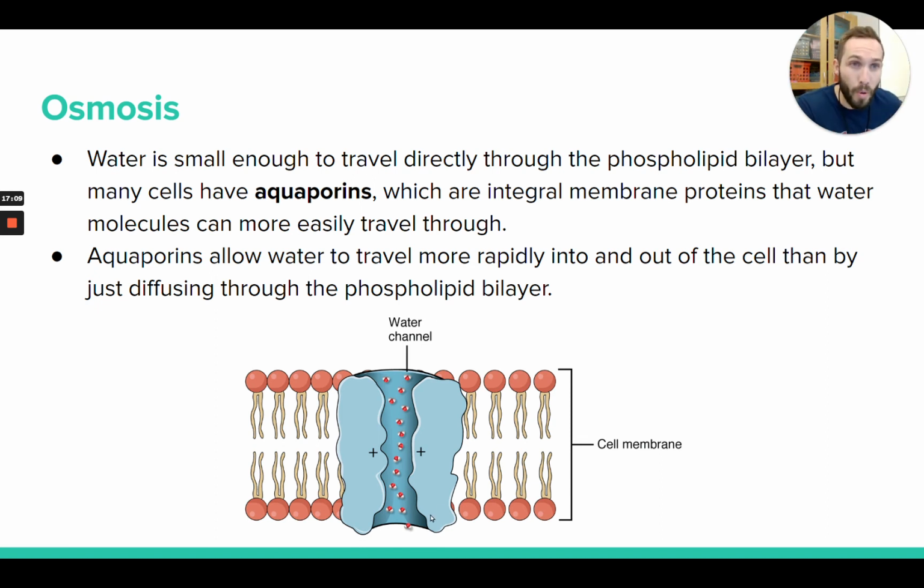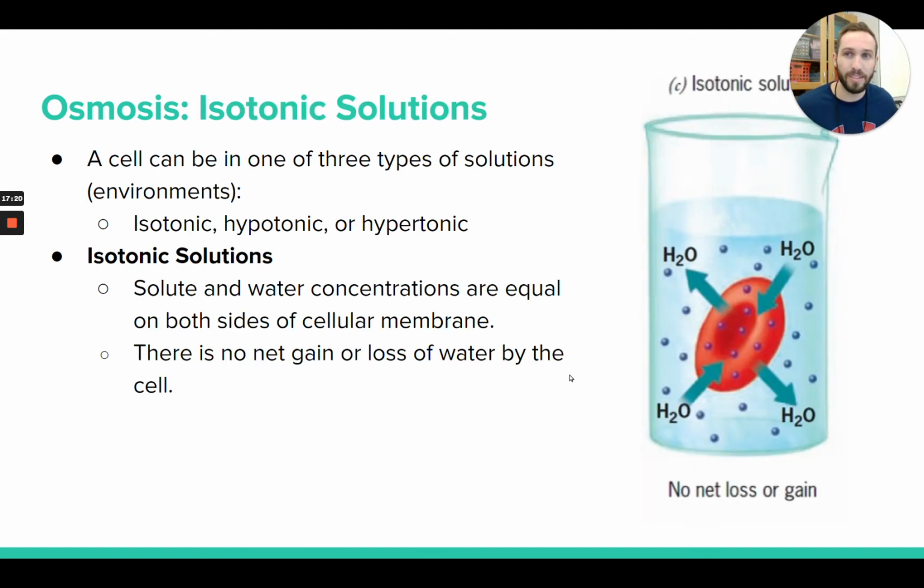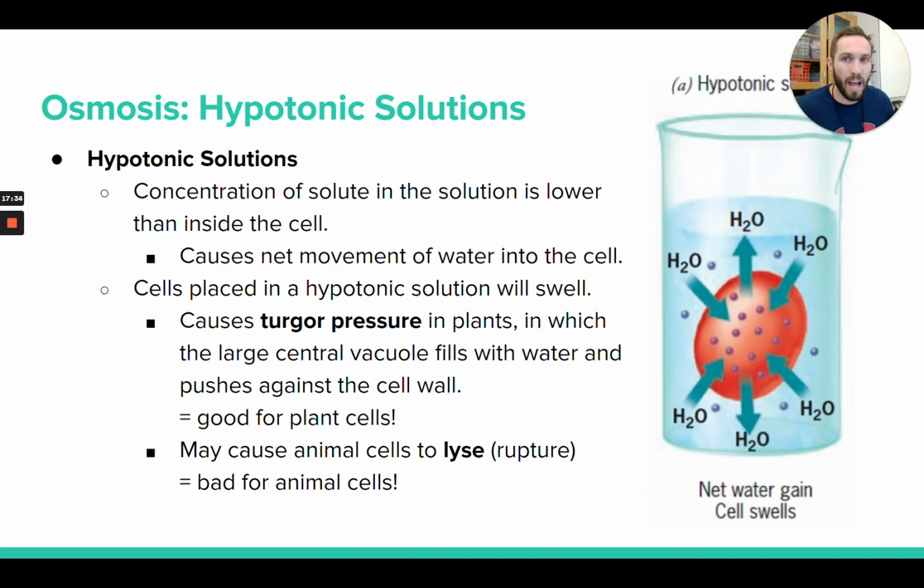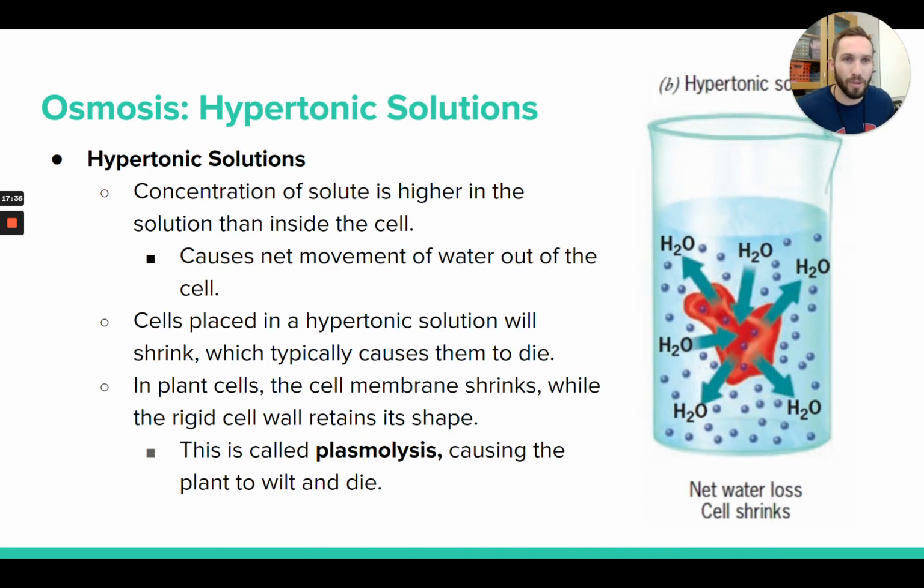There's some cells who don't have aquaporins. Osmosis is going to happen a lot more slowly because water is going to have a harder time going through these phospholipids. And so there's three situations that a cell could be in terms of osmosis, and in terms of the type of solution that it's in. And so cells can be in a solution that's isotonic, hypotonic, or hypertonic.